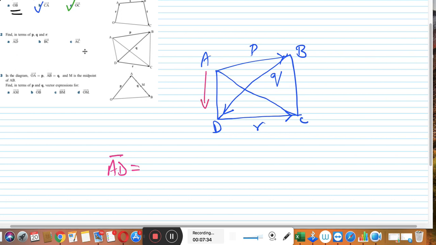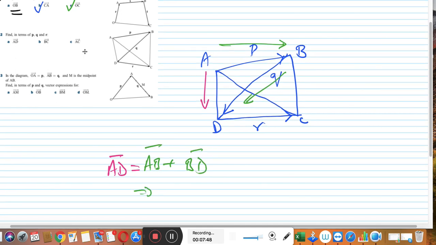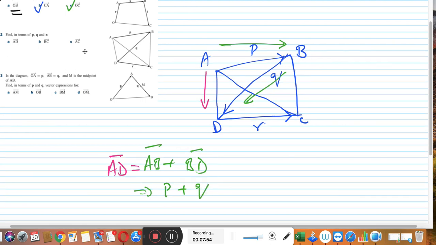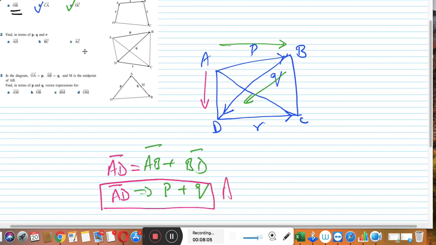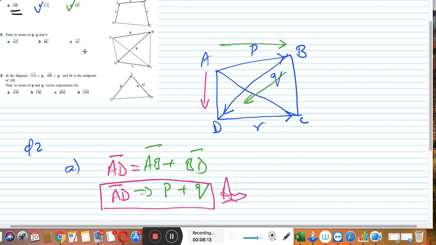So how can we do that? We can follow the route AB plus BD. AB is given as P, BD is given as Q. So our final answer will be AD is equal to P plus Q. That's our final answer for this. Now, BC, the next question they are asking to find. This was your question number 2A.